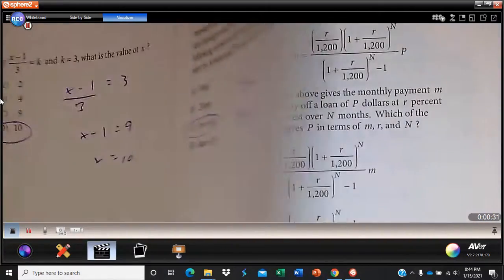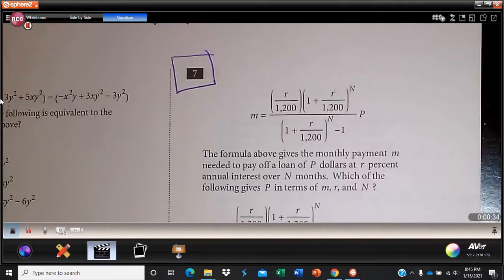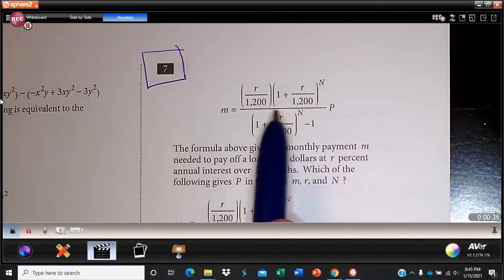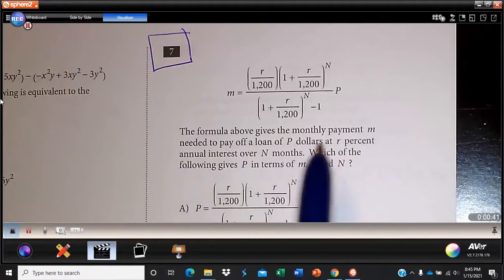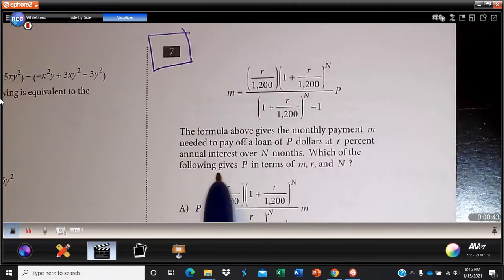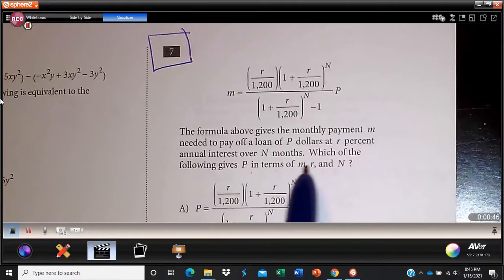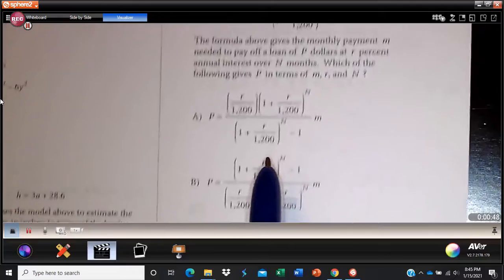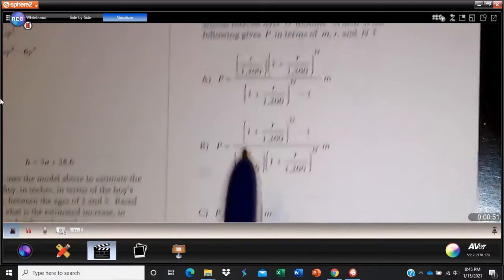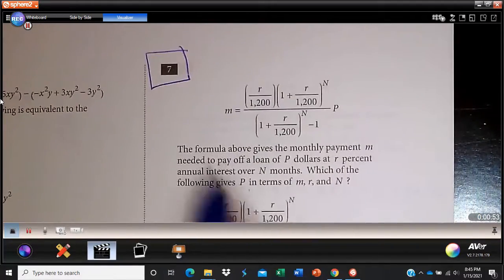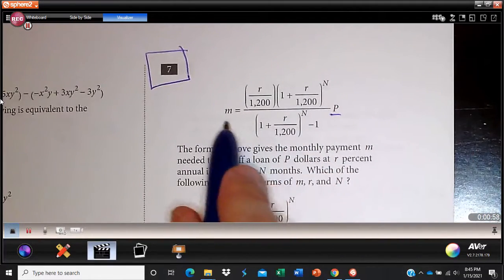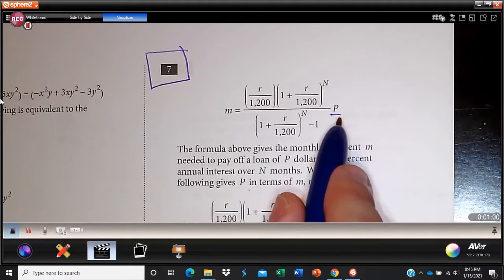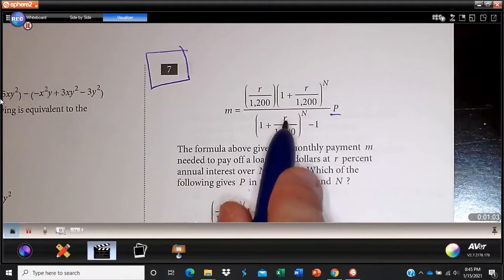So, okay, first page is good. Second page, okay, 7. So, okay, here's a crazy expression. The formula gives them, okay, which of the following gives P in terms of M, R, and N? And then if I look at the answer choices, I notice that we're saying P is isolated on one side. So it looks like I have to isolate P, and then double check all of this. That is the only place where P is. Okay, so then it's going to be this thing over this thing times M.